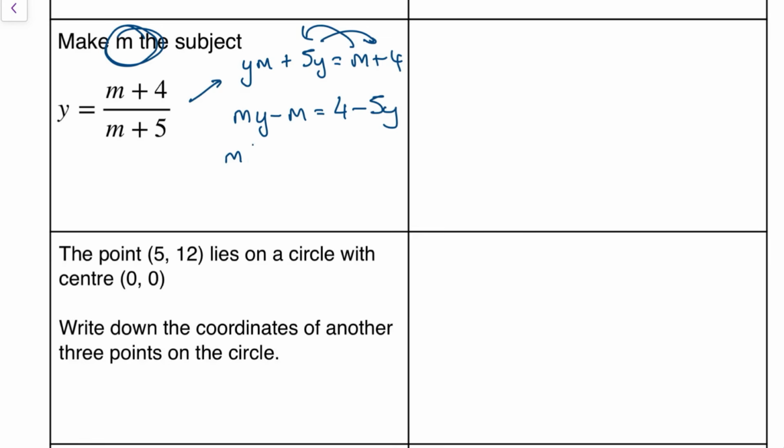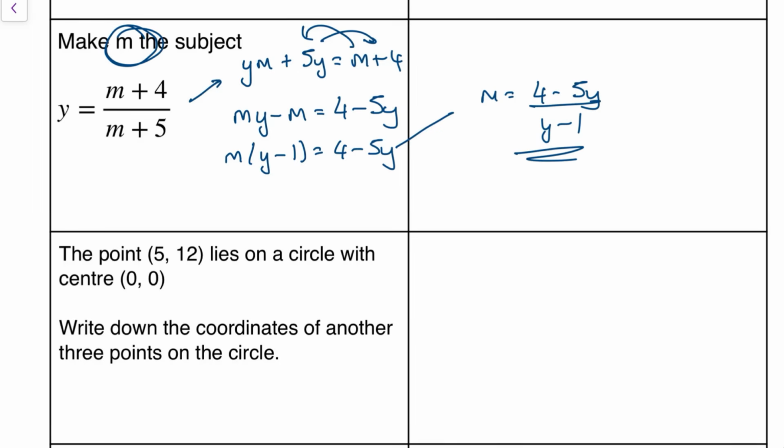Then factorize out the m, or the thing I want to be the subject. So that's m times (y minus 1) equals 4 minus 5y. And then just divide it through, which means that m is equal to 4 minus 5y over y minus 1. Good, straightforward but not easy question.